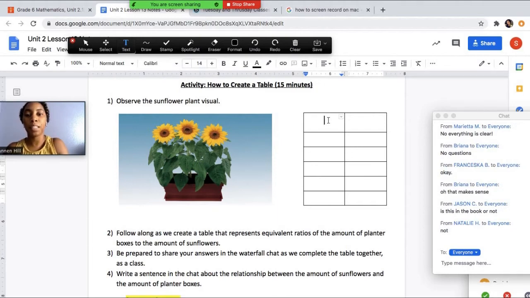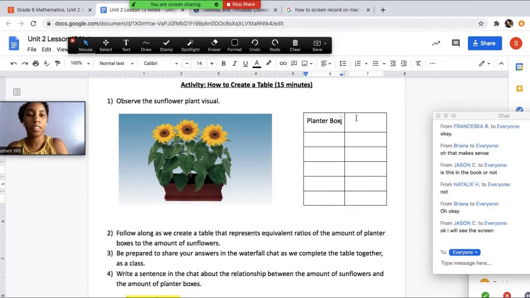All right, so the first step is to label. We're going to say planter box and sunflowers. Oops, I spelled that wrong. Okay, so right now our first ratio is we have 1 planter box and 3 sunflowers.